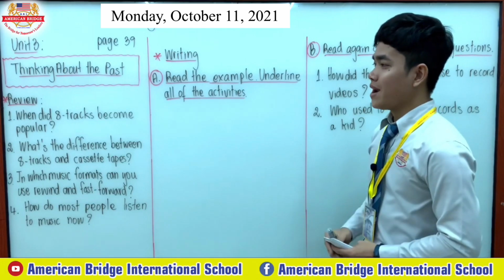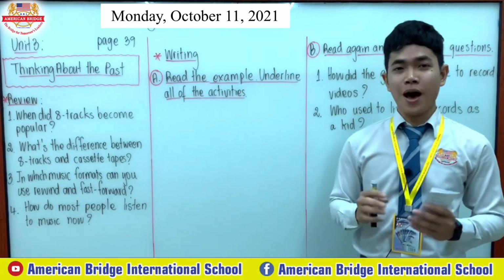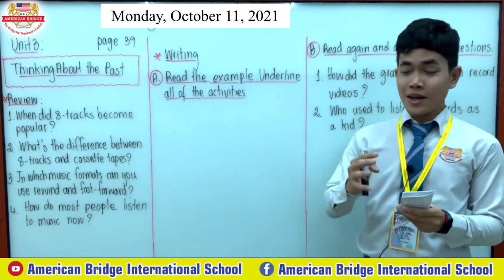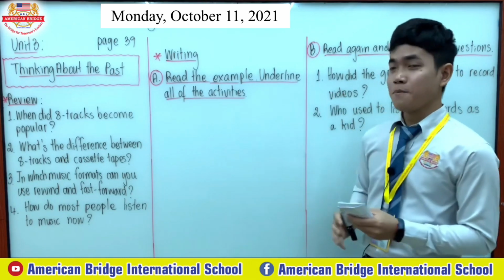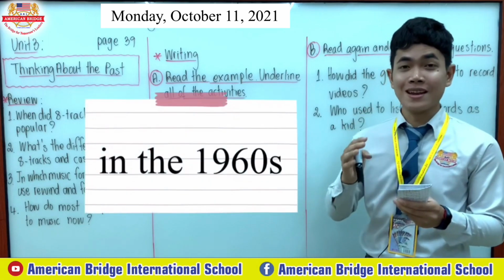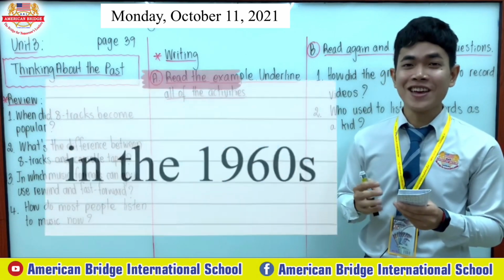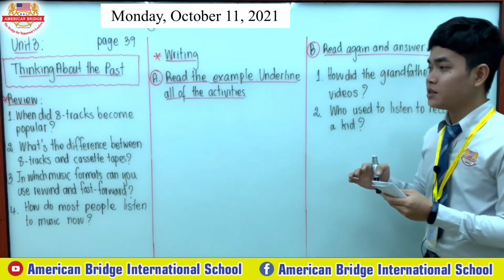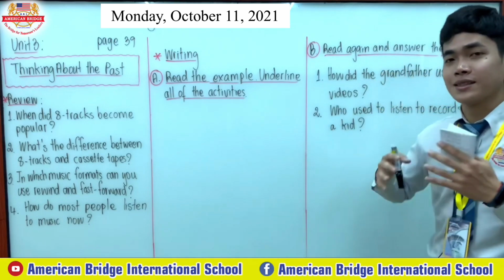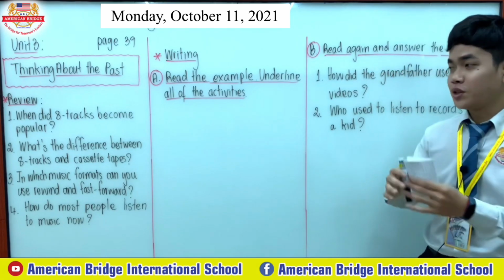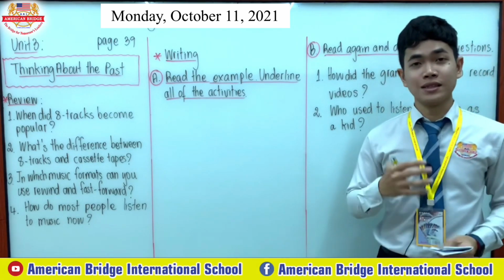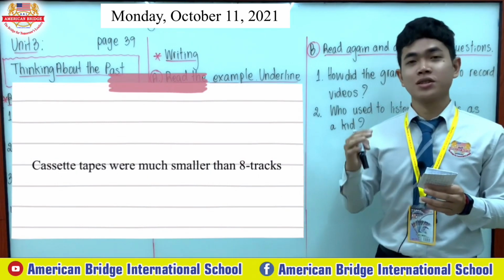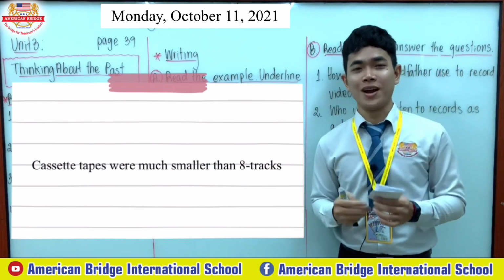Number one, when did 8-tracks become popular? So the correct answer for number one is the 8-track became popular in the 1960s. Good job. Okay, so number two, what's the difference between 8-tracks and cassette tapes? The difference is cassette tapes were much smaller than 8-tracks.